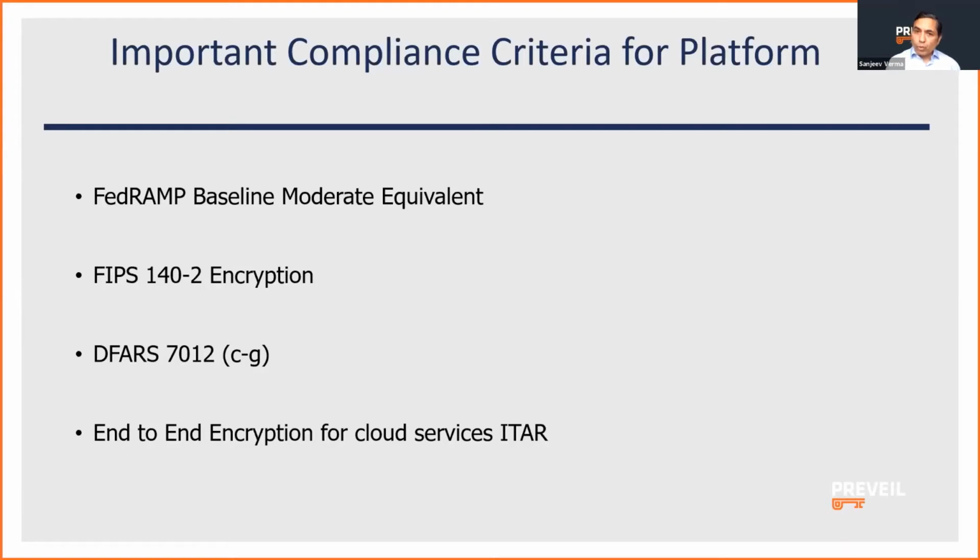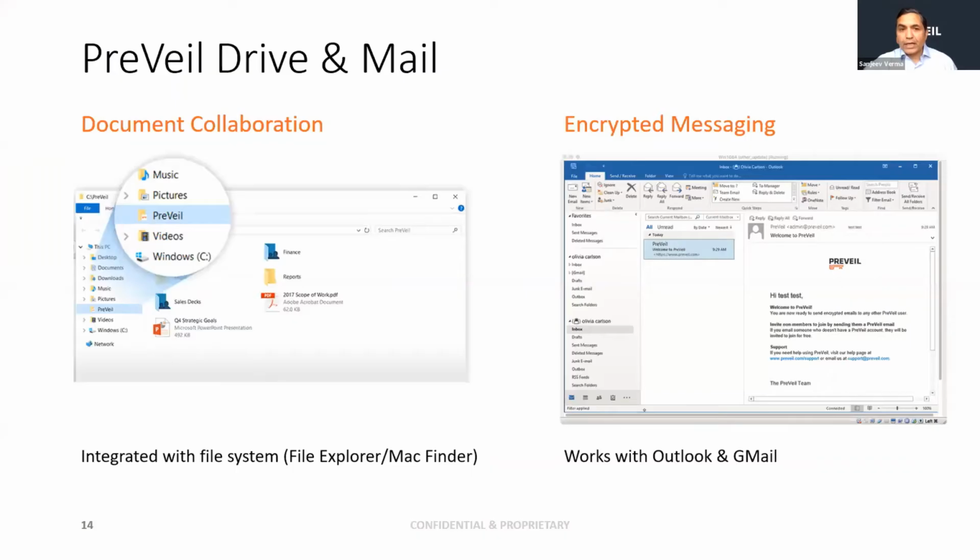If you're going for CMMC, the additional controls that you need to have the platform satisfy are the DFARS 7012 C through G clauses. And if you're using cloud services to satisfy ITAR requirements, then that cloud service platform must be end-to-end encrypted, with the cloud service provider not having access to any decryption keys, etc. And we'll speak more about end-to-end encryption and why it's asked for.